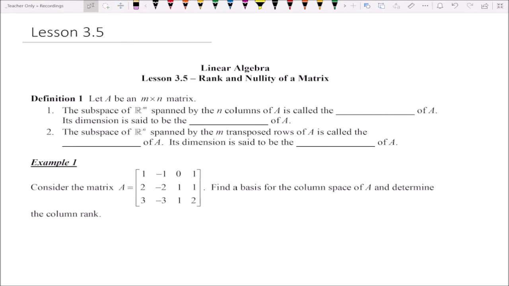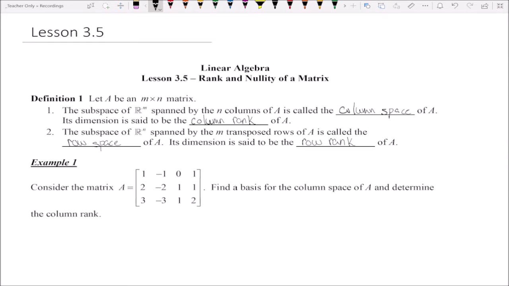Okay, so we let A be an M by N matrix. The subspace of Rm that is spanned by the n columns of A is called the column space of the matrix A. And its dimension is said to be the column rank of A. The subspace Rn spanned by the m transposed rows of A is called the row space of A. And its dimension is said to be the row rank of A.